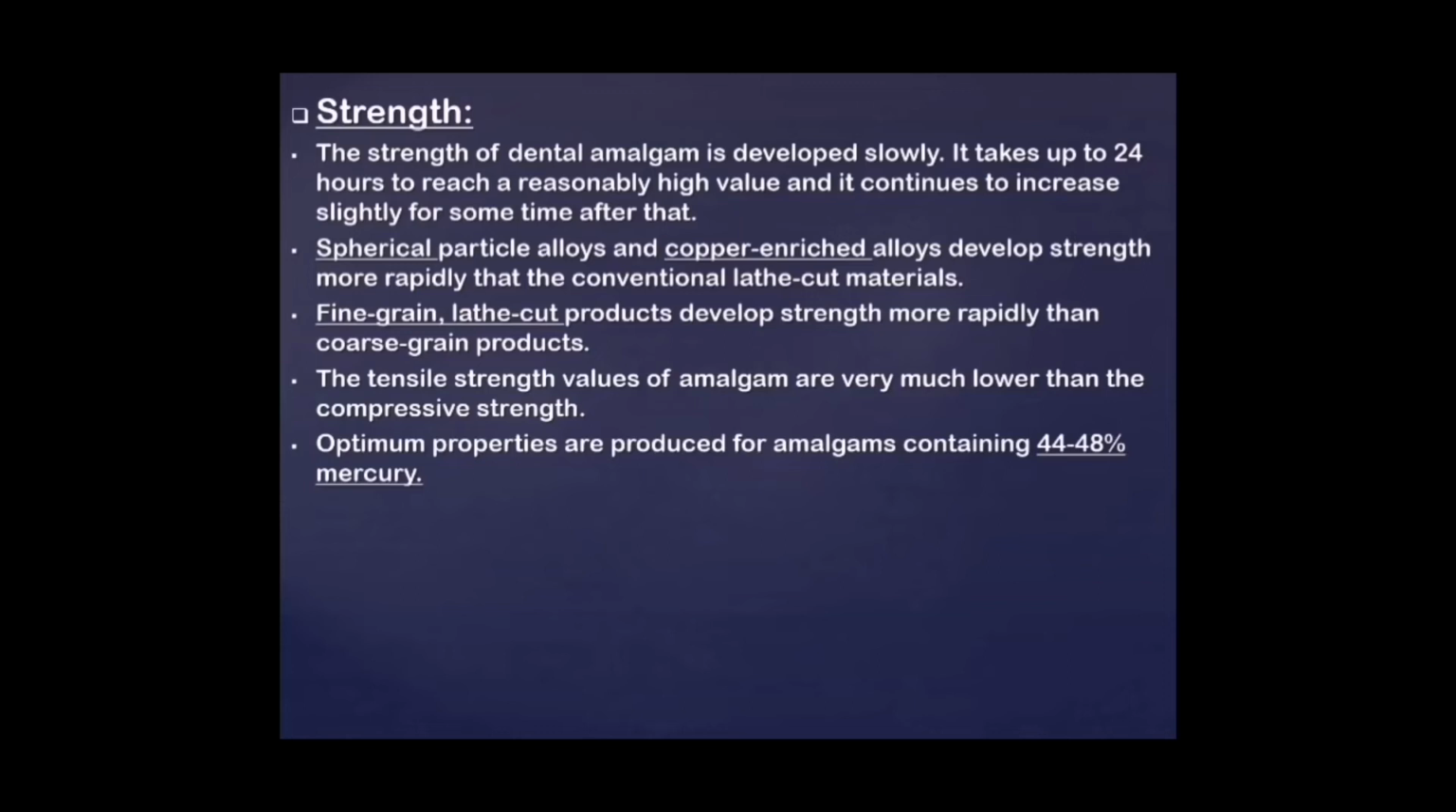It takes up to 24 hours to reach a reasonably high value, and it continues to increase slightly for some time after that. Spherical particle alloys or copper enriched alloys develop strength more rapidly than the conventional lathe cut material. Fine grain structure lathe cut products develop strength more rapidly than the coarse grain product. The tensile strength values of amalgams are very much lower than the compressive strength. Optimum properties are produced for amalgam containing 44 to 48% mercury.